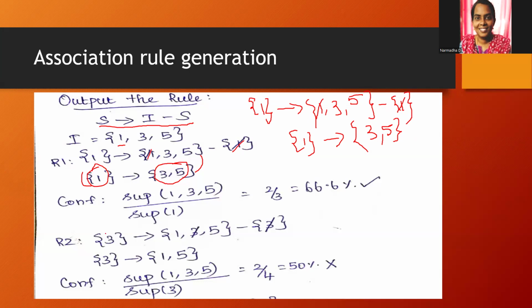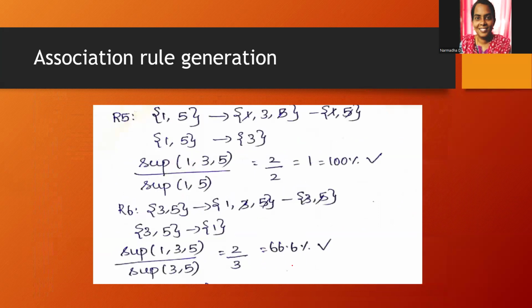Likewise, you will have to consider the next rule. The next rule is 3 derives 1, 3, 5 minus 3. On striking off the 3, we take the support of both left hand side and right hand side, which is support of 1, 3, 5, divided by the support value of the left hand side, which is 3. Support of 1, 3, 5 is 2 and support of 3 is 4. So the answer is 50%.